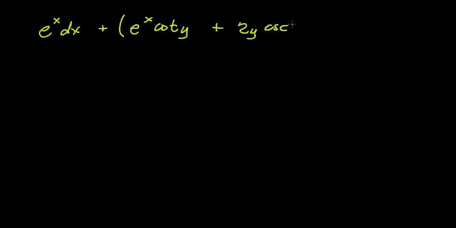Hi, we're still here in the topic integrating factor, and we have another example here. Say we have e to the x dx plus e to the x cotangent y plus 2y cosecant y dy is equal to 0.